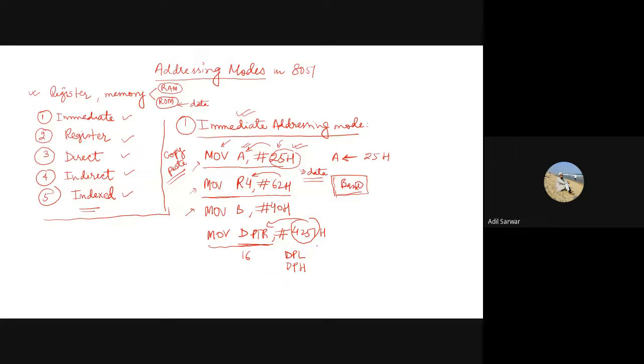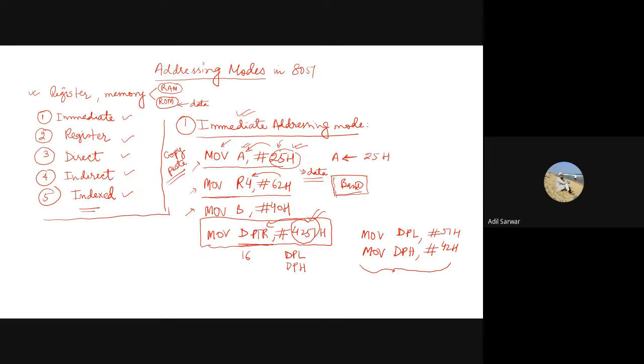Now the same instruction can also be written in this way: MOV DPL, #51H and MOV DPH, #42H. The result of these two instructions and the single instruction is the same: DPTR will have a value of 4251H. So I hope you have understood what is meant by immediate addressing mode.